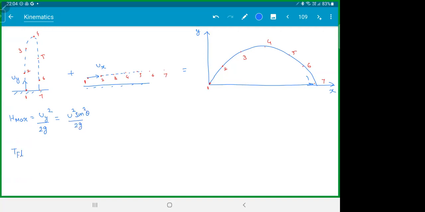What is time of flight? Everything you learned in 1D motion is valid here. 2 u vertical by g, which is 2u sine theta by g. I'll write down all the formulas in the end on one page. And what about time of ascent? uy by g. Time of descent? Again, uy by g.